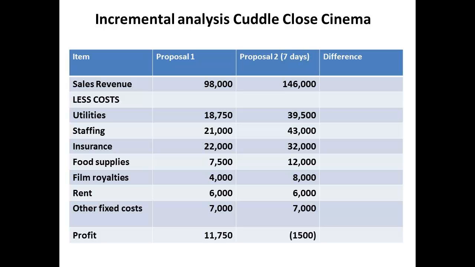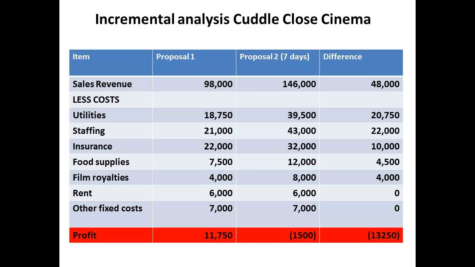Having determined the new estimated revenue and costs, she finds that larger increases than expected are required for staffing. The cinema relies on part-time staff. Increases in utilities will be the result of extra demands for electricity and water. She also finds that her insurance premium will have to increase for additional time when the public are in the cinema.